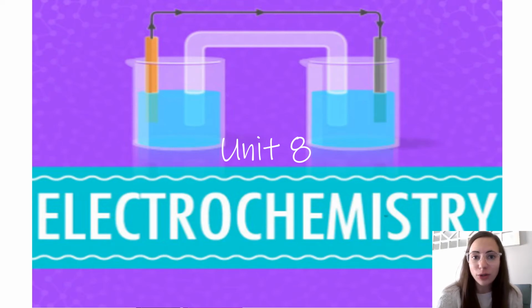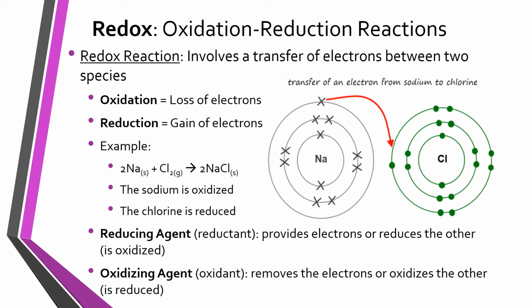Friends, and welcome to your first lesson in Unit 8, where we're going to be talking all about electrochemistry. So our big focus in this unit is going to be all about electrons. And that first starts with redox reactions. So redox is just short for oxidation reduction.